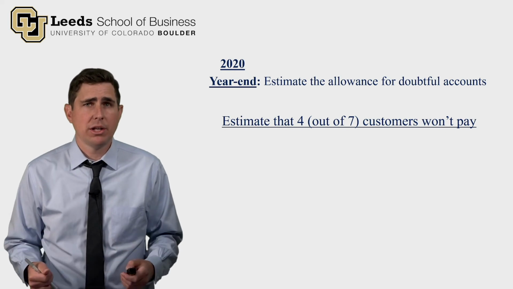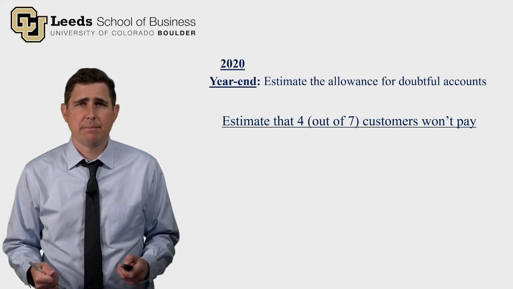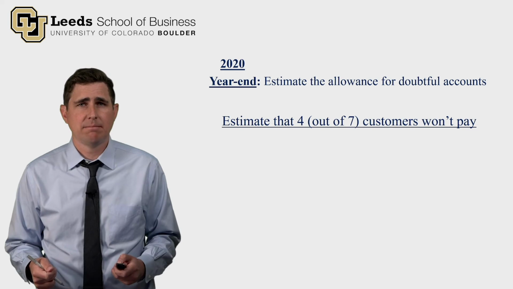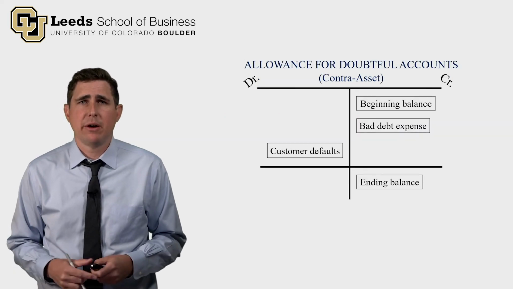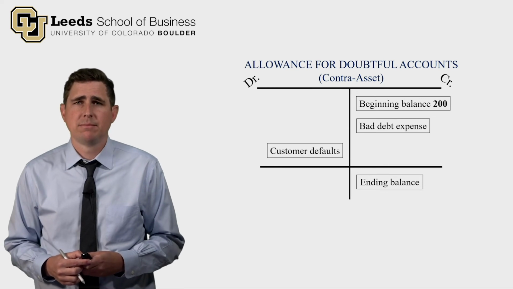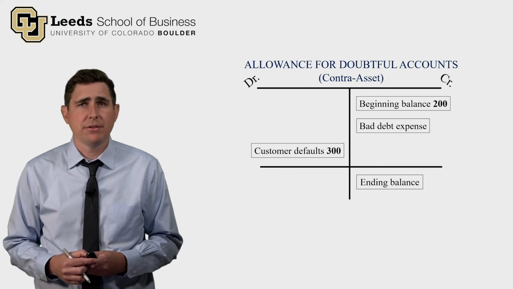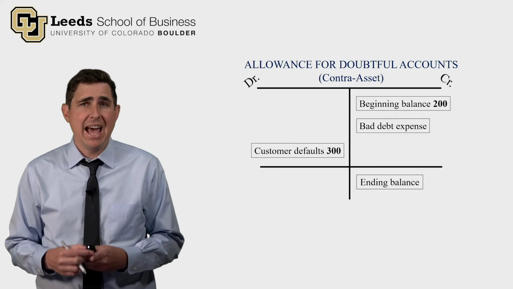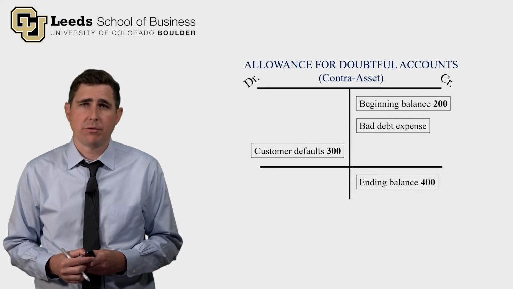So what journal entry do we record based on this estimate? It's not as simple as in 2019. Let's look at the allowance for doubtful accounts T account. We had a beginning balance of $200. Then we had customer defaults of $300. Now we want an ending balance of $400.